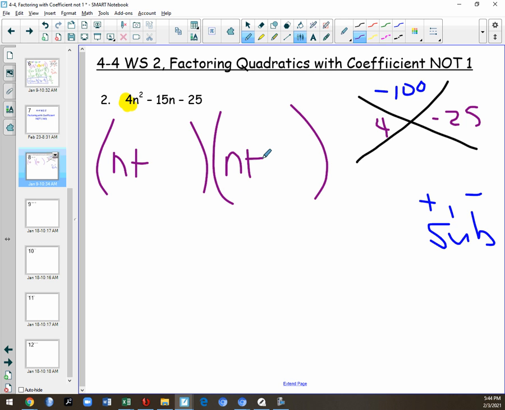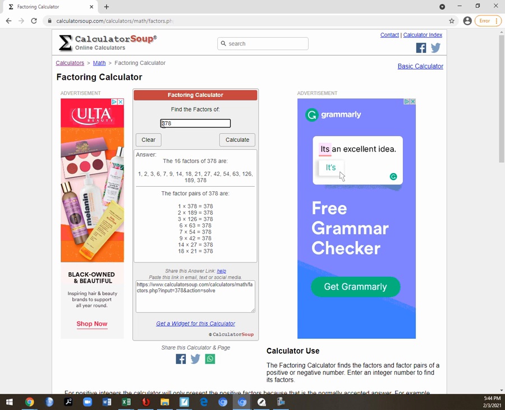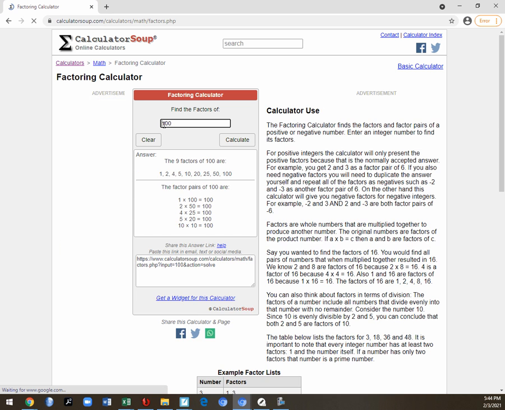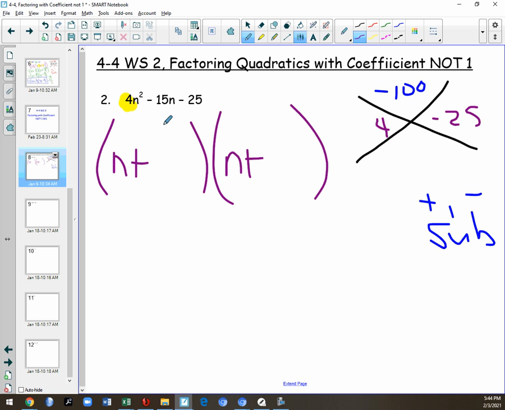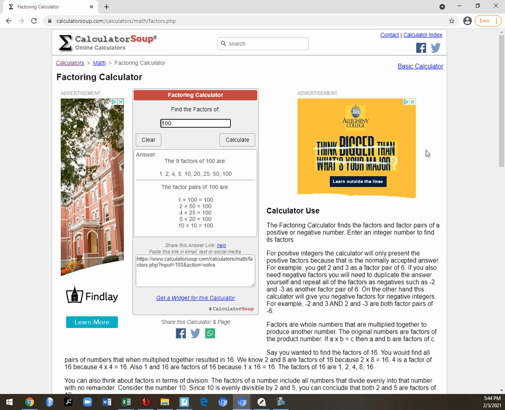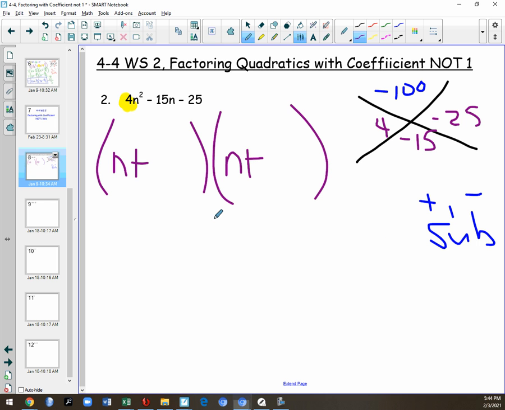Factors of 100. I'm going to come over here to my factor calculator. I'm going to type in the number 100. And I want to subtract to get my b value, which is going to be negative 15. So which of these numbers, when I subtract them, are going to give me negative 15? If you see 20 and 5, then you would be right. So 20 and 5 are going to give me negative 15 only if the 20 is negative.